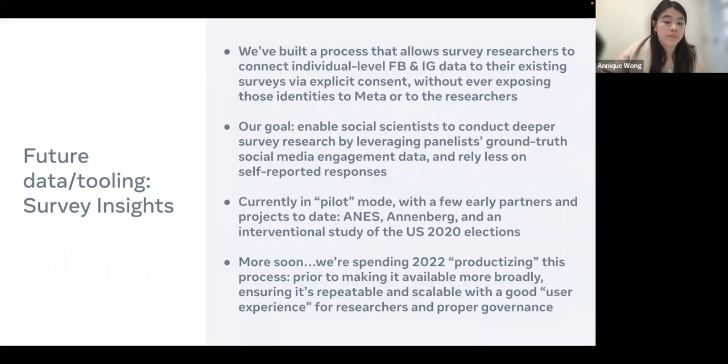And then Meta is currently working to build a lot of exciting new data sets and tools for academic research purposes. The one I'll highlight today is called Survey Insights, which is a tool that allows survey researchers to connect consented individual level Facebook and Instagram data to their existing survey data. It's a really exciting product that is currently being piloted with a few early partners, including ANES, the American National Election Studies. We're definitely interested in potential use cases, so we'd welcome input into how this type of tool could be used for your innovative survey research on the impact of social media platforms on the world and society more broadly.